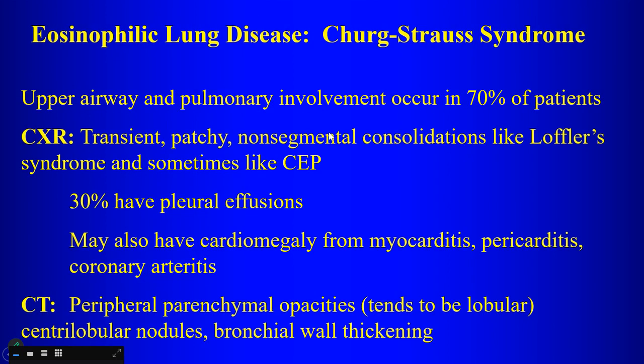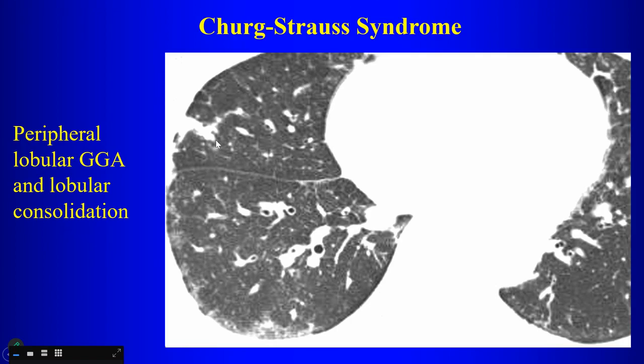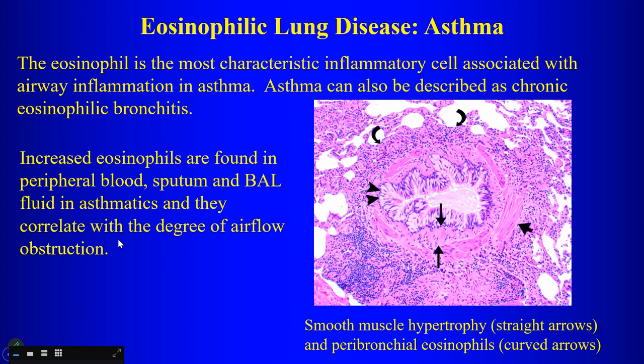So they can have upper airway or lung involvement. They can have these non-segmental consolidations that can be transient and patchy. They can also have cardiac involvement with this. Peripheral parenchymal opacities, there's a variety of appearances, centrilobular nodules, bronchial wall thickening, but kind of nondescript opacities. They might have a peripheral distribution, as you see here. They can be consolidations or ground glass or nodular.